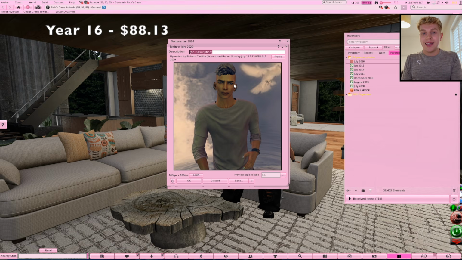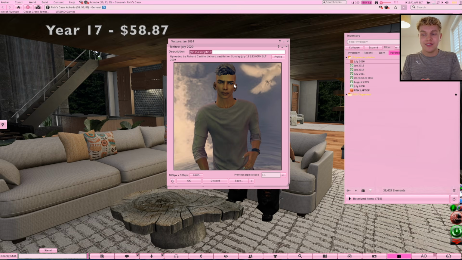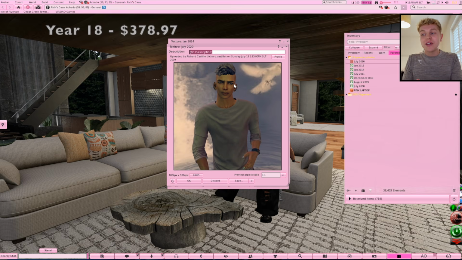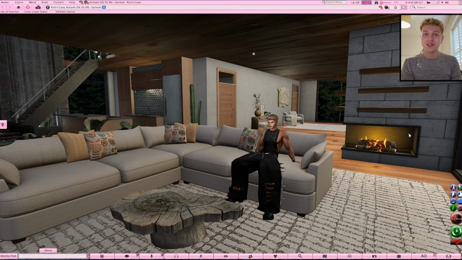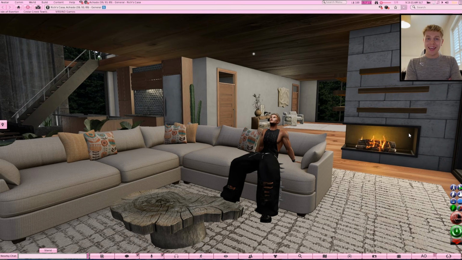Then it went down to $88.13 from April 2023 to March 2024. Then from April 2024 to 2025, it went down to $58.87. And then finally, between April 2025 and March 2026, I spent $378.97. So what that means is across those 18 years, I have spent $4,341.59 or £3,209.69 over an 18-year period.